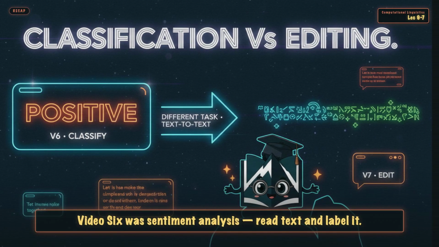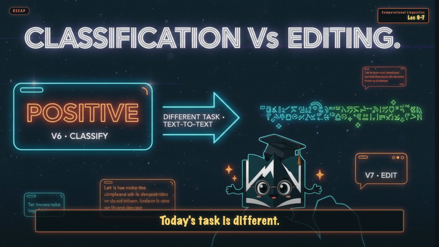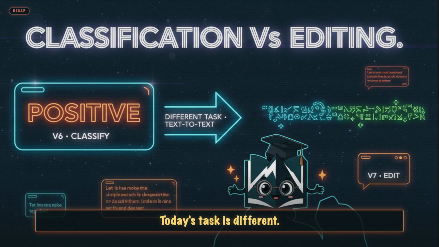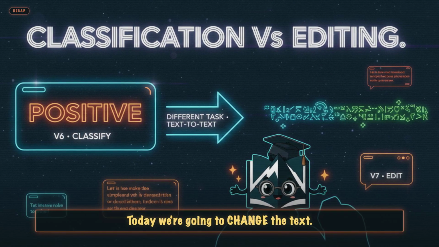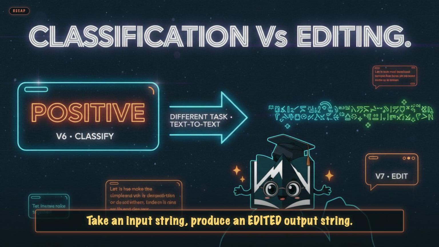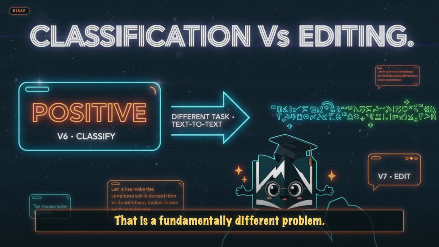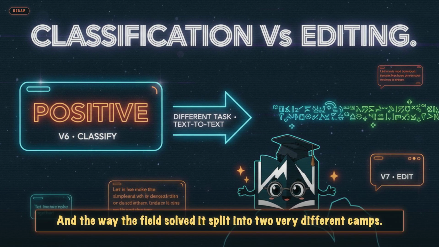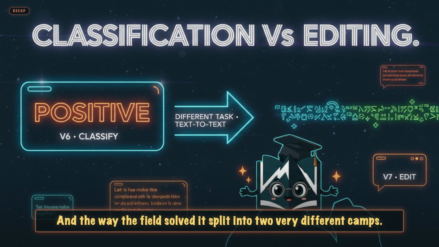Video 6 was sentiment analysis. Read text and label it. Today's task is different. Today we're going to change the text. Take an input string, produce an edited output string. That is a fundamentally different problem, and the way the field solved it split into two very different camps.